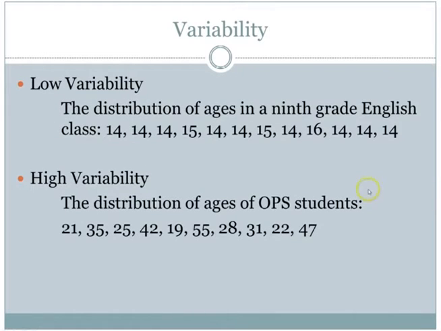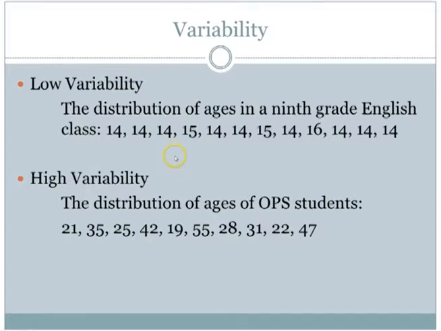So, low variability. Take the distribution of ages in a 9th grade English class. I used to teach 10th grade English at one point, so you can just add 1 to all these and have the same kind of scenario. 14, 14, 14, 15, 14, 14, 15, 14, 16, 14, 14, 14. There's very little variability, is there? They're almost all 14, and there's a couple of 15-year-olds and maybe this kid that's a junior or something that's having to take the class over. They failed it the first time maybe.